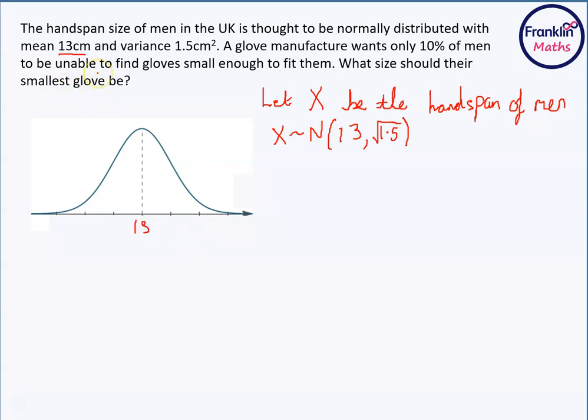Now, we need to think about the question here. So we only want the gloves to fit the 90% of men, but the bottom 10% it won't be able to fit. So I'm just sort of doing this randomly. So if we say basically this bit here, this is the bottom 10% here. And what we really want is to find out this number here, whatever it may be.